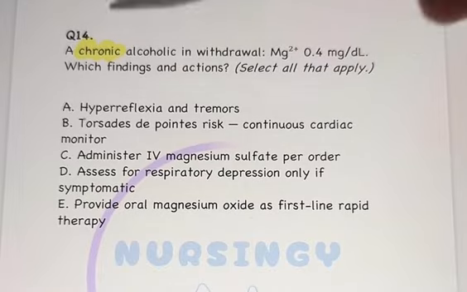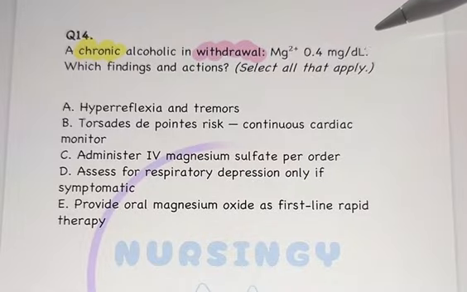So here is a chronic alcoholic, and an acute situation is going on, withdrawal. Okay, that's how we need to break it down. Magnesium is less, 0.4 mg. Is it less or high? What is happening here?